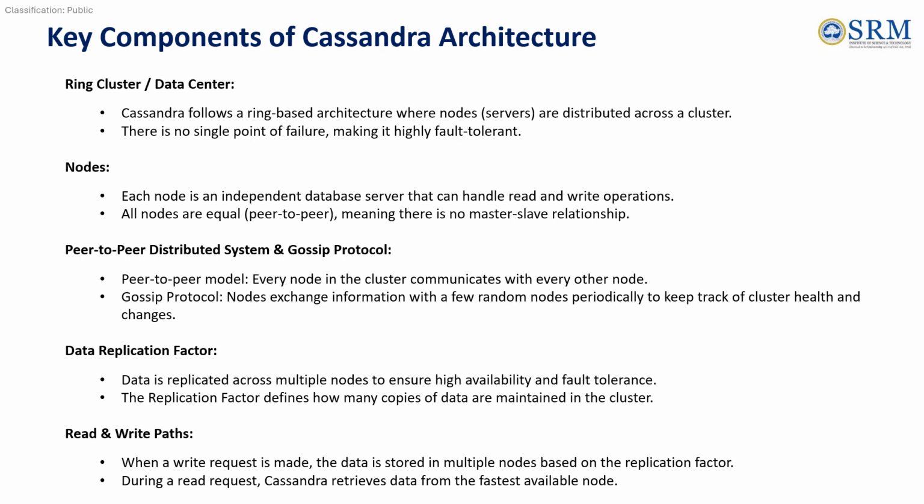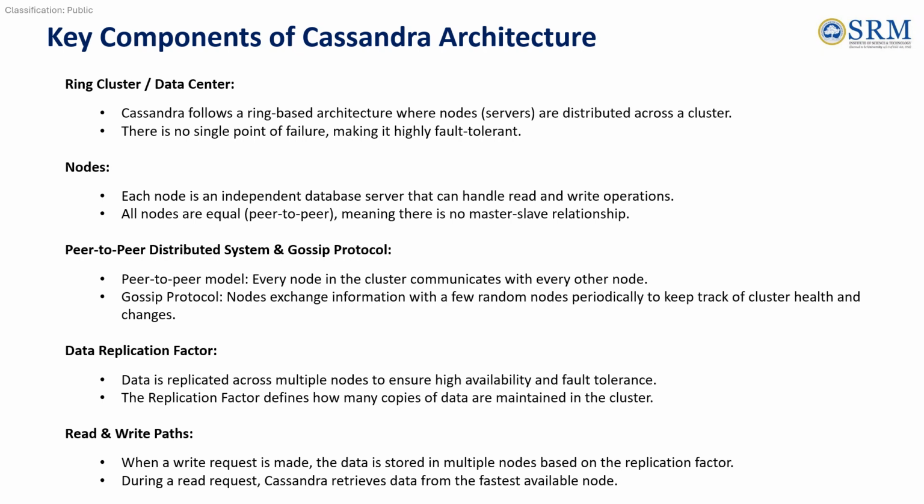Let us now understand the major components of Cassandra architecture. The first component is the ring cluster or data center. Cassandra organizes nodes in a ring-based structure where multiple servers are connected together as a part of distributed cluster. Since there is no central master node, the system avoids a single point of failure and becomes highly fault tolerant. Next are the nodes. Each node is an independent database server capable of handling both read and write operations. All nodes are equal in Cassandra, meaning there is no master-slave relationship. Cassandra follows a peer-to-peer distributed architecture. Every node directly communicates with the other nodes in the cluster.